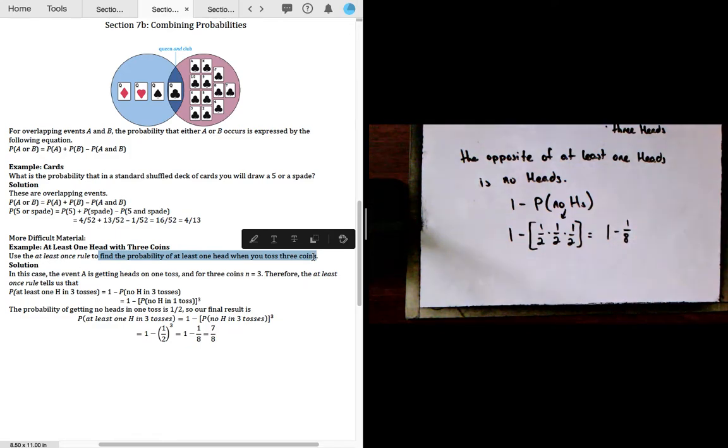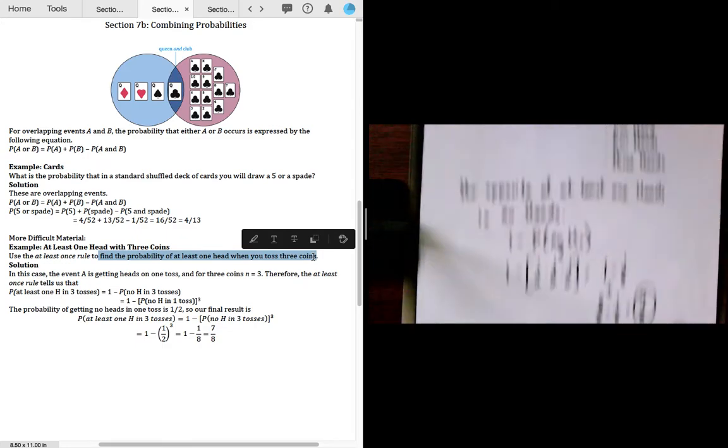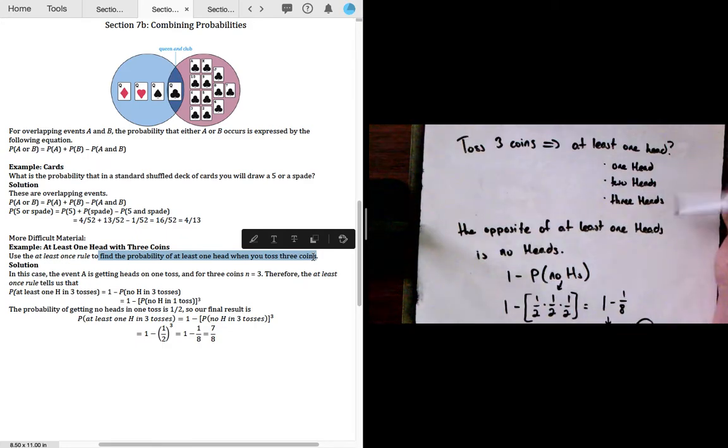Because we want the opposite probability to occur, we're going to subtract 1 minus 1/8. We get least common denominator. That's 8/8 minus 1/8, which gives us 7/8. On your own, try to do this problem without using the 1 minus rule. In other words, find the probability of 1 head, 2 heads, and 3 heads, and add these values together. You should also get 7/8 for your answer.